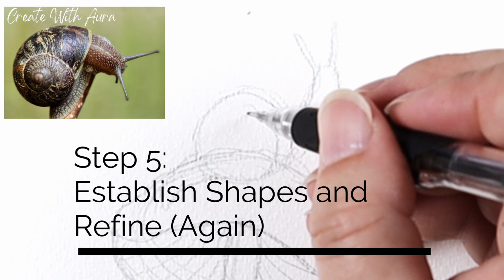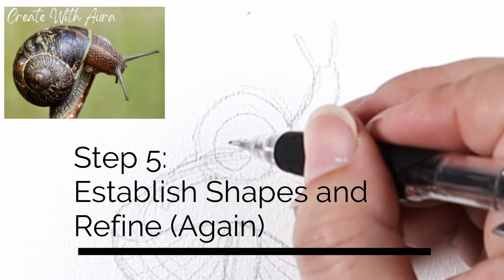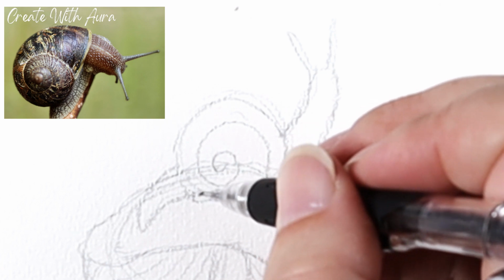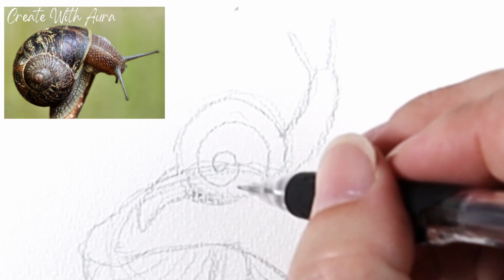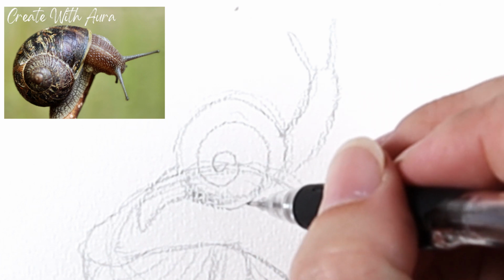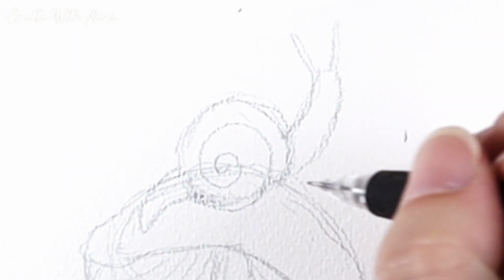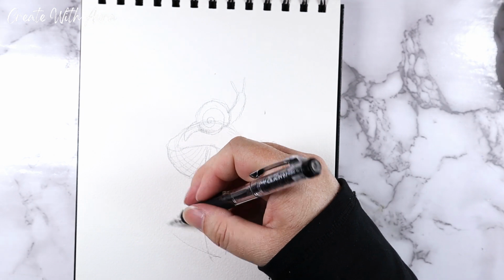Step five is to establish the basic shapes and refine again. So once again, just block in the basic shapes before committing to any details. I started with a circle for the shell, and I'm having him reach his head up. Then I can add the swirls on the shell and other details that the little snail might need.